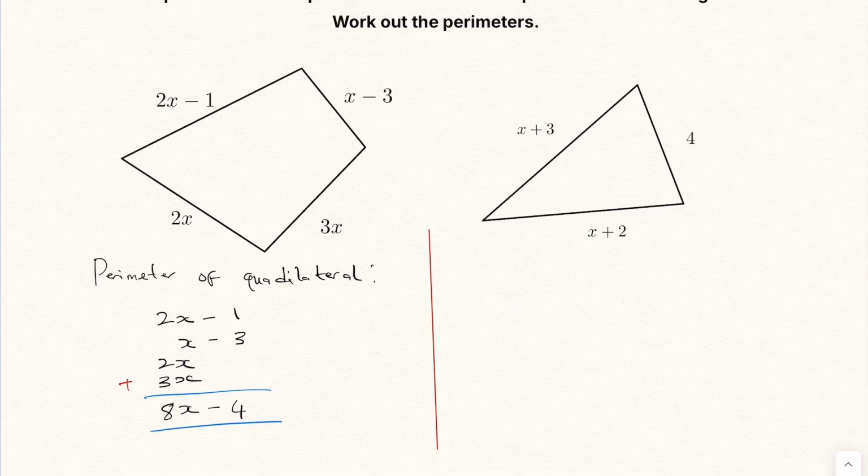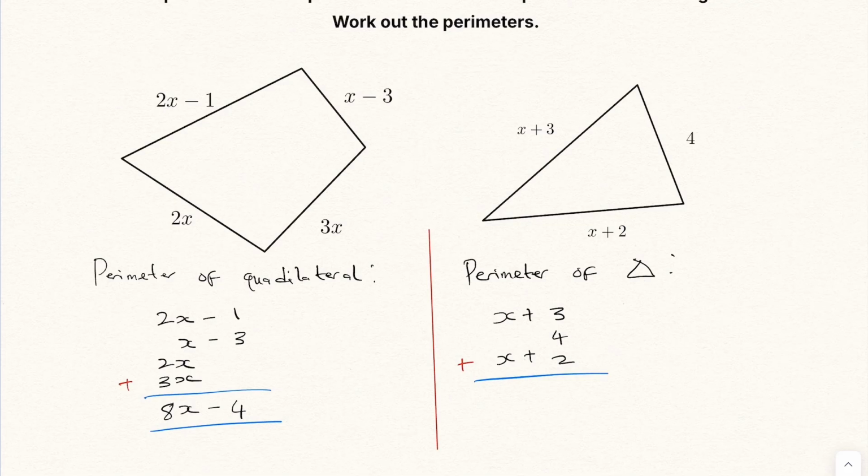I'll move to the other side and find out the perimeter of the triangle. So in the same way as we did on the left hand side, we're just going to add up all three algebraic terms, which is x plus 3, 4, and x plus 2. Of course, putting the plus sign here so we know what we're doing. So x plus x, of course, is 2x. Then 3 plus 4 is 7. And 7 plus 2 is 9.